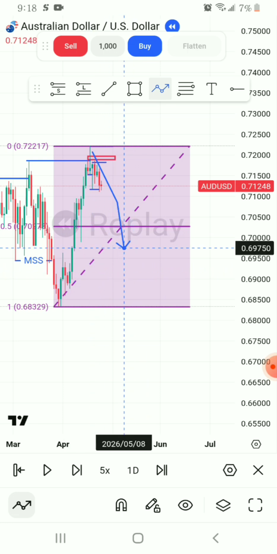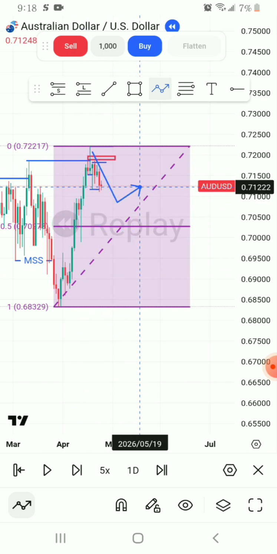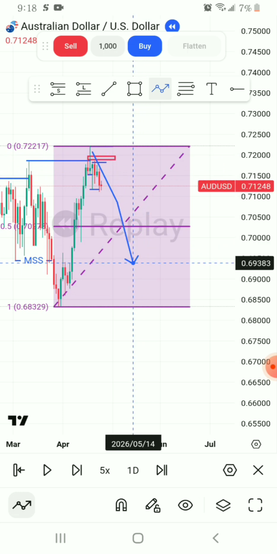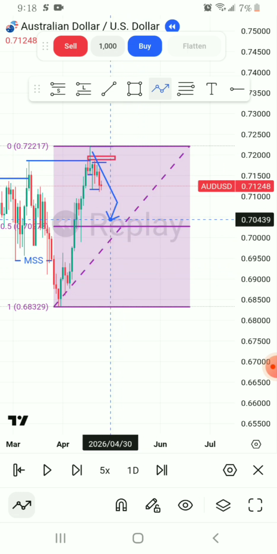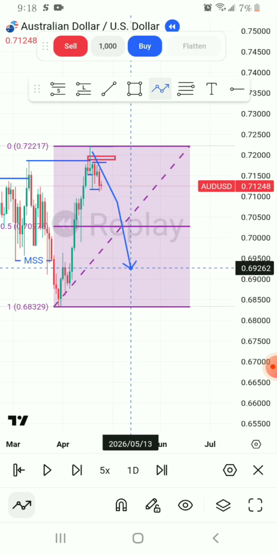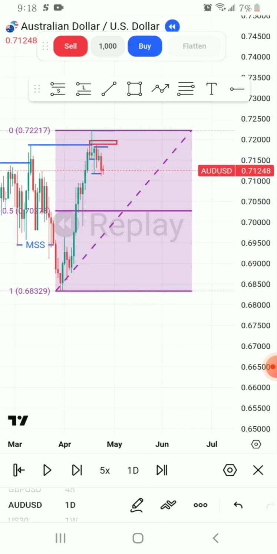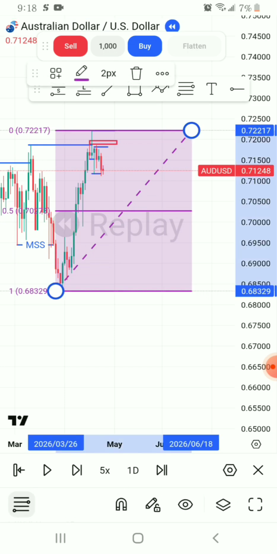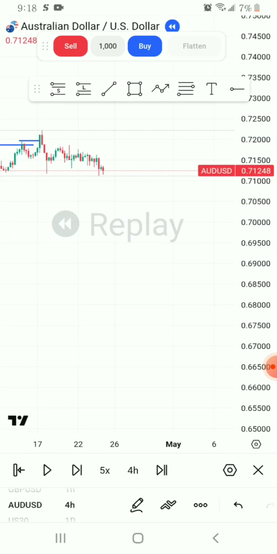Very, very important. I'll say it again: if price is in premium, we focus on sales. If price is in discount, we focus on buys. That's just the cache there. So now you can see that price is in the premium zone, so we focus on sales. Very important. That's why this trade is valid, and we know where price is coming from.